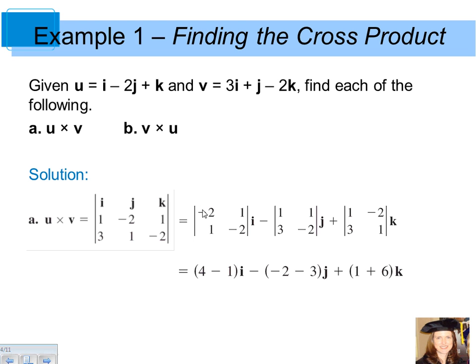When you multiply -2 and -2, you get +4, and 1 times 1 is 1. 4 minus 1 is the first component. The second component is always the opposite. Multiply across here, 1 times -2, and 1 times 3. Subtract: -2 minus 3. And then finally the last determinant, 1 times 1, and 3 times -2 is -6. 1 minus a -6 gives you 1 plus 6. That simplifies to 3i plus 5j plus 7k.